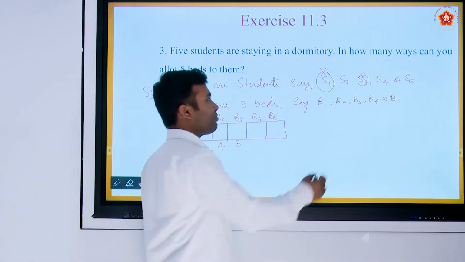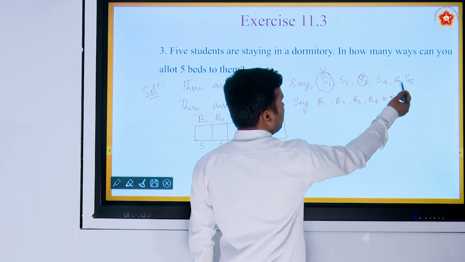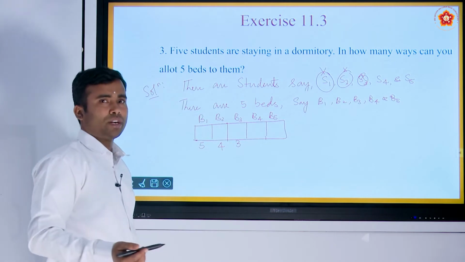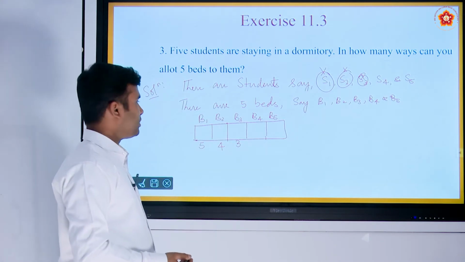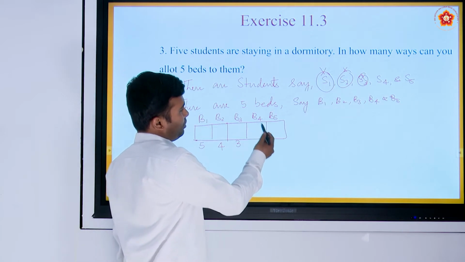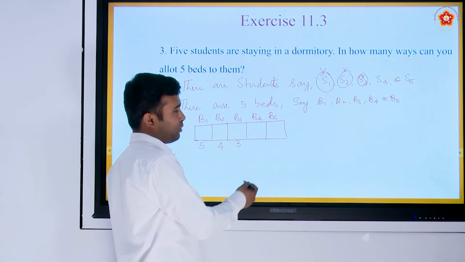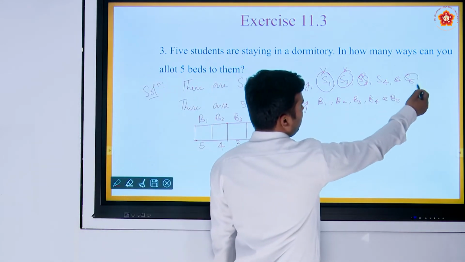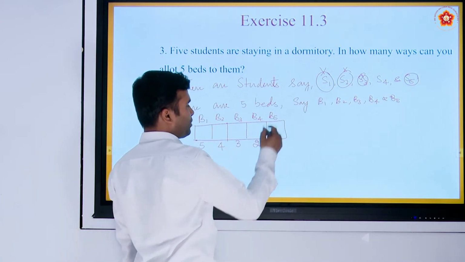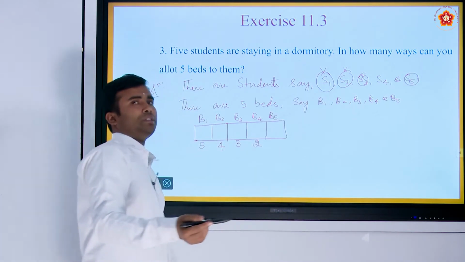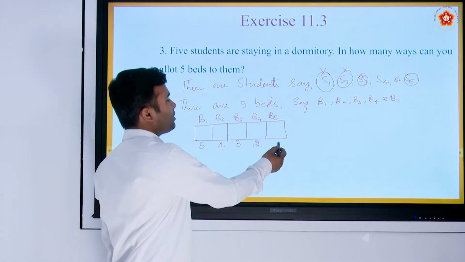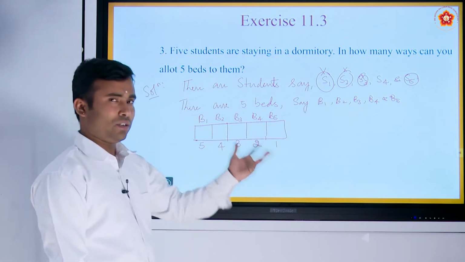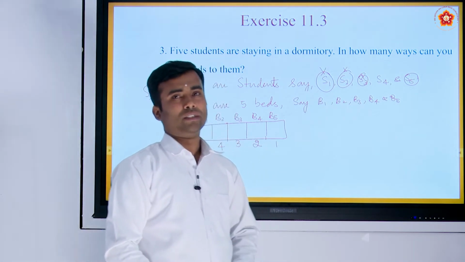Similarly, after this, say you accommodated S2, and the rest are S4 and S5, and also we have 2 beds. Again, how many choices are there for bed number 4? There will be 2 choices. Similarly, one student got accommodation. Now with S4 we are left with only one choice, so there will be only one choice for filling bed number 5. So all the students got accommodated in different beds.